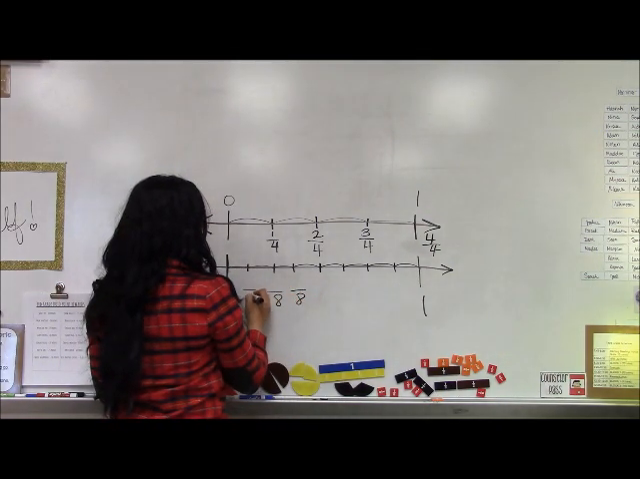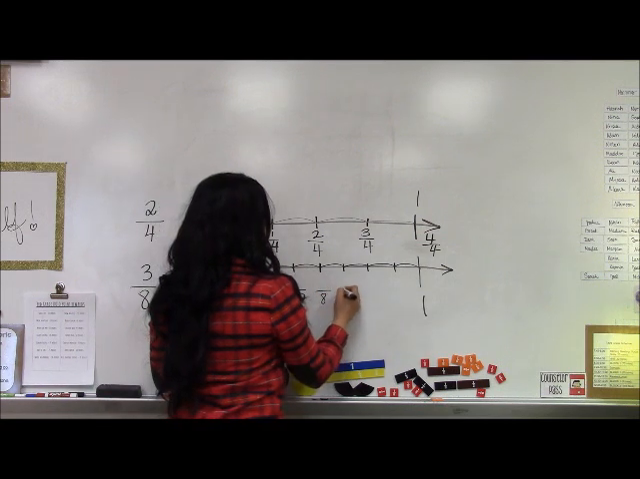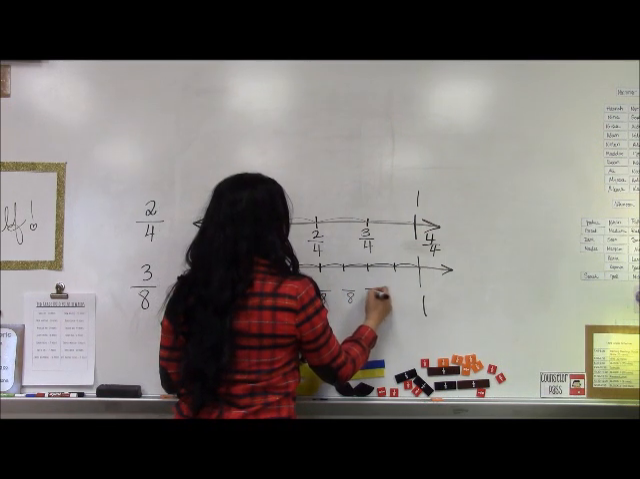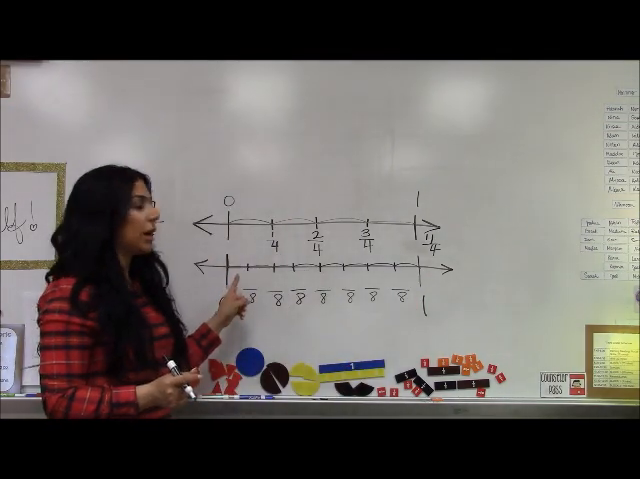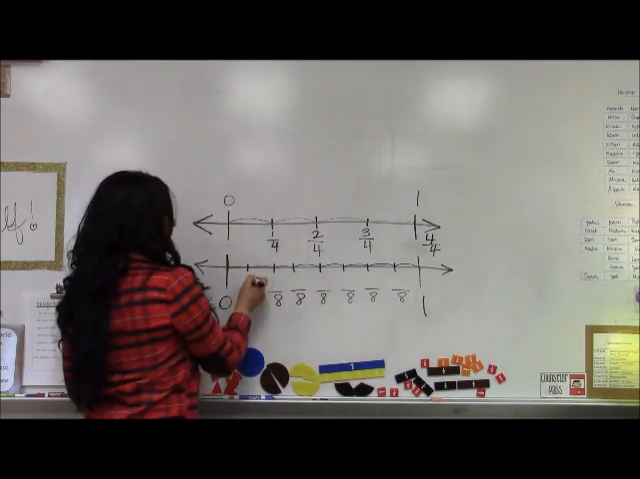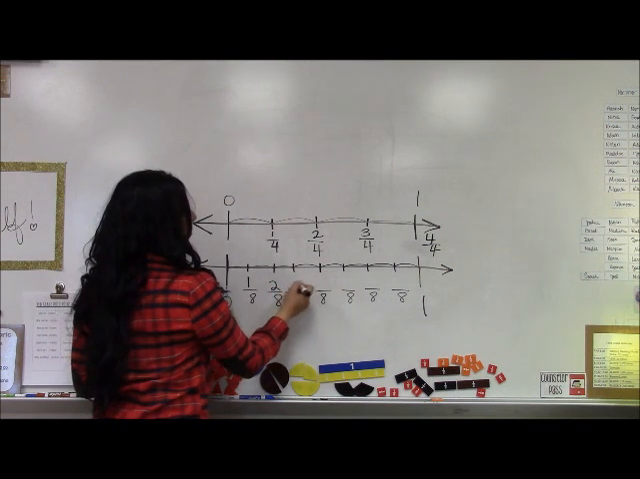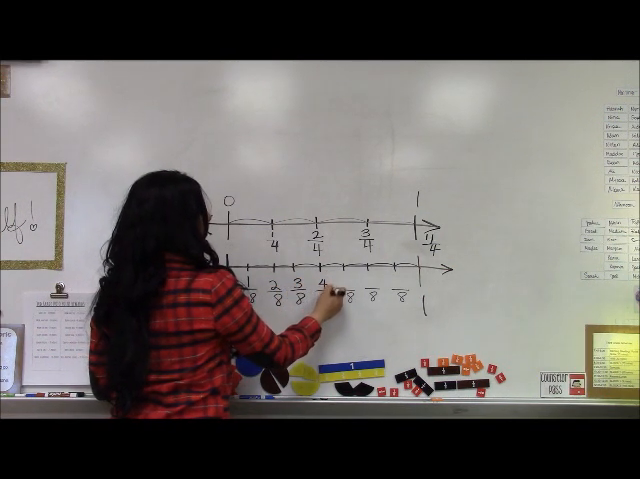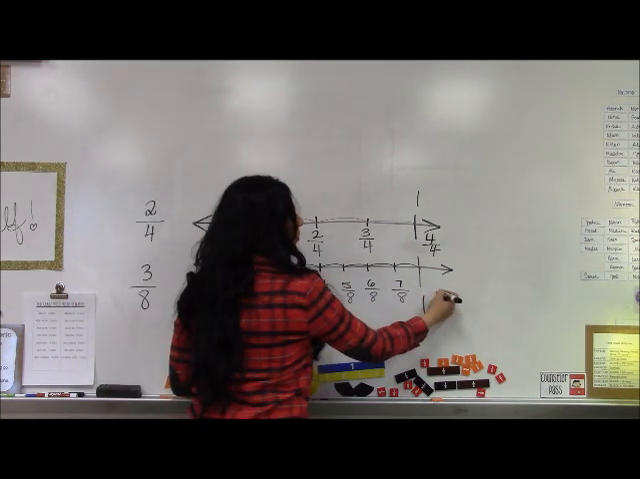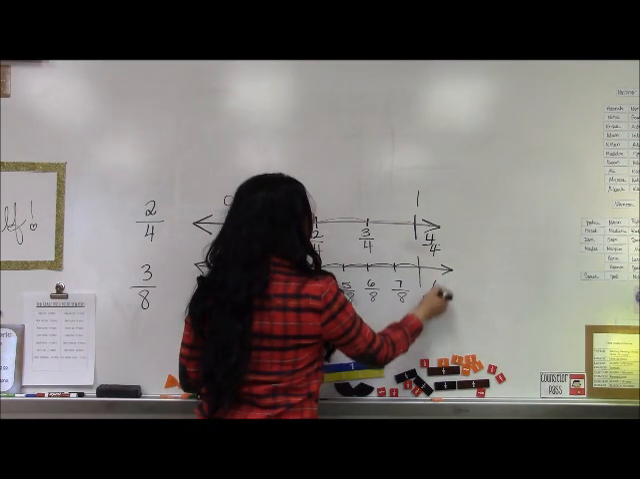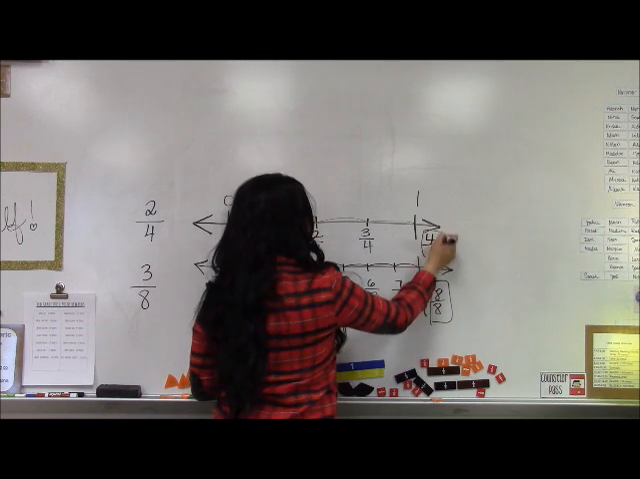And now let's identify the points and then compare 3/8 to 3/4. Maddox, help me out. What would this one be? 1/8, 2/8, 3/8, 4/8, 5/8, 6/8, 7/8, 8/8. Correct, which is the whole. 1 whole.